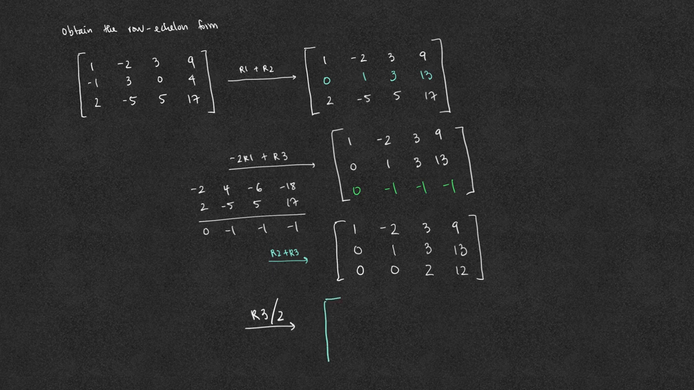To obtain an equivalent matrix, the first row is now 1, -2, 3, 9. The second row is 0, 1, 3, 13. And if we take the third row and divide it by 2, we obtain 0, 0, 1, 6. And this is now in row echelon form because the entries in the diagonals are all 1 and all of the entries below them are 0.